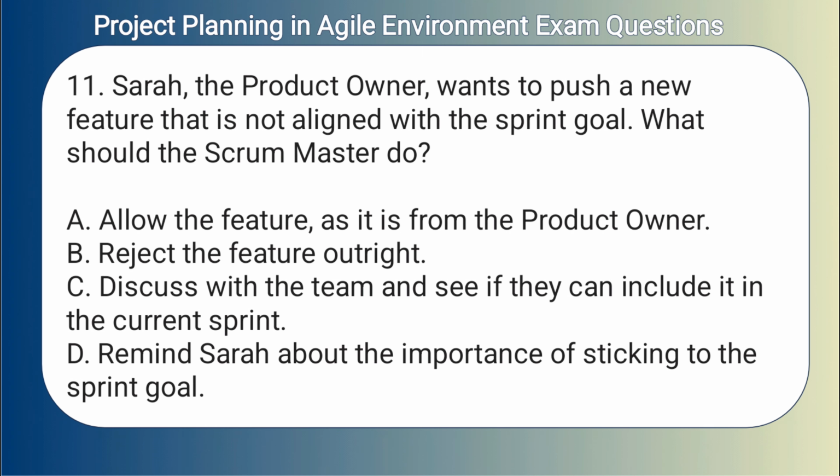11. Sarah, the product owner, wants to push a new feature that is not aligned with the sprint goal. What should the Scrum Master do? A. Allow the feature, as it is from the product owner. B. Reject the feature outright. C. Discuss with the team and see if they can include it in the current sprint. D. Remind Sarah about the importance of sticking to the sprint goal.